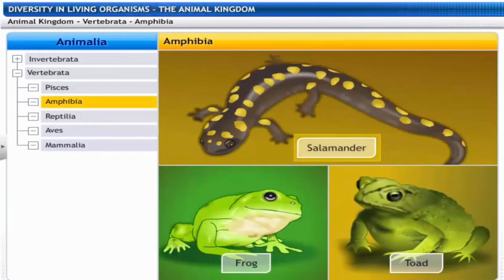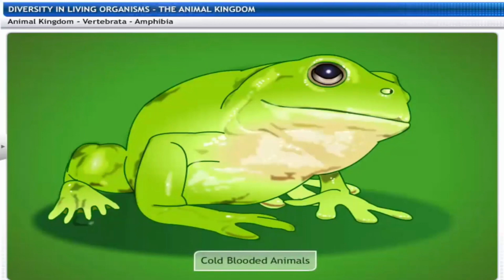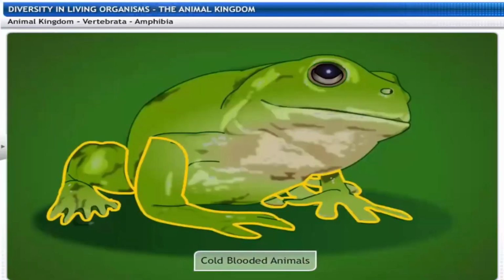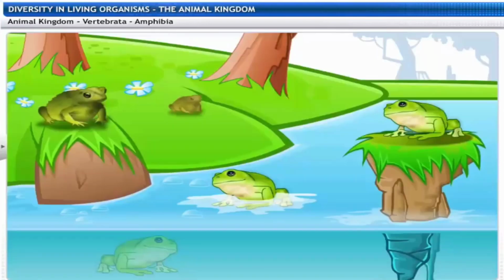Amphibians include salamanders, frogs, and toads. Amphibians are cold-blooded animals. They are the first in the phylum Vertebrates to have 4 limbs, each with 5 digits. Hence they are called tetrapods. Amphibians are seen both on land and in the water.